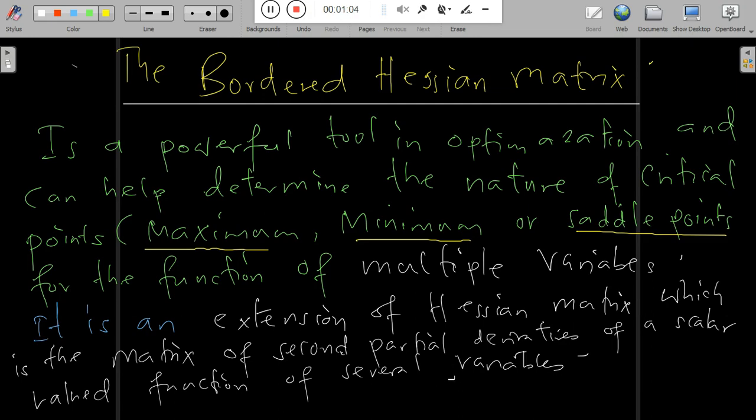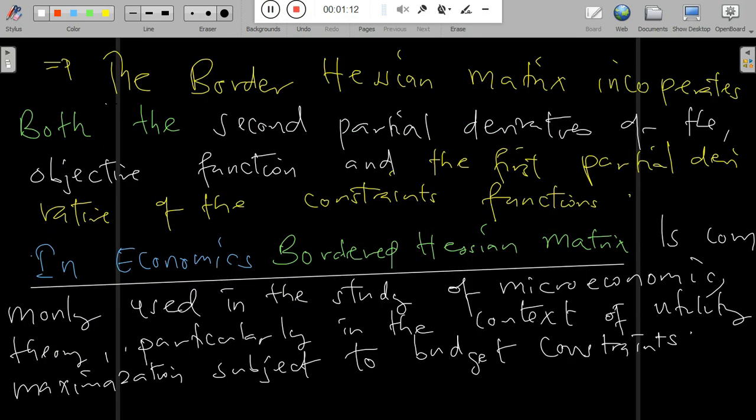So the bordered Hessian matrix involves tools that are applied in optimization. The bordered Hessian matrix incorporates both the second partial derivatives of the objective function and the first partial derivatives of the constraint function. In economics, the Hessian matrix is commonly used in the study of microeconomic theory, particularly in the context of utility maximization subject to budget constraints.